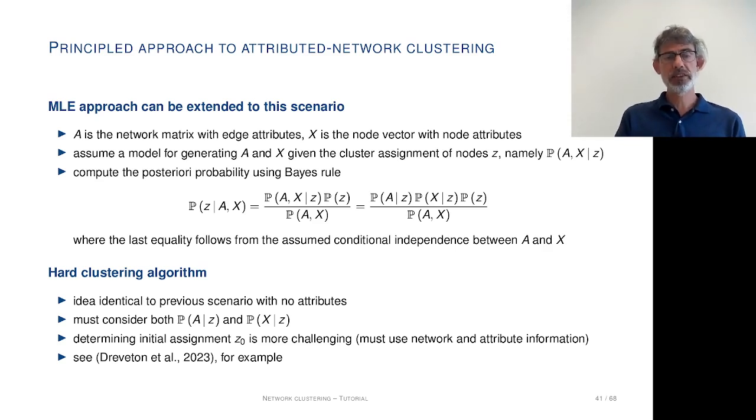So now we can use the hard clustering algorithm that we showed before in this scenario. The idea is very similar to the previous scenario with no attributes. However, we now must consider both functions, P of A given Z and P of X given Z, and we also need to have an initial assignment Z0 that involves both kinds of information, network and attributes. And it's more challenging than in the previous case because of this. Here's a reference for a recent work on this problem, for example.